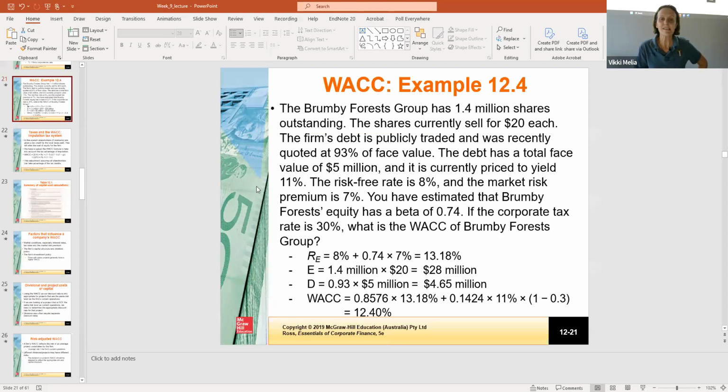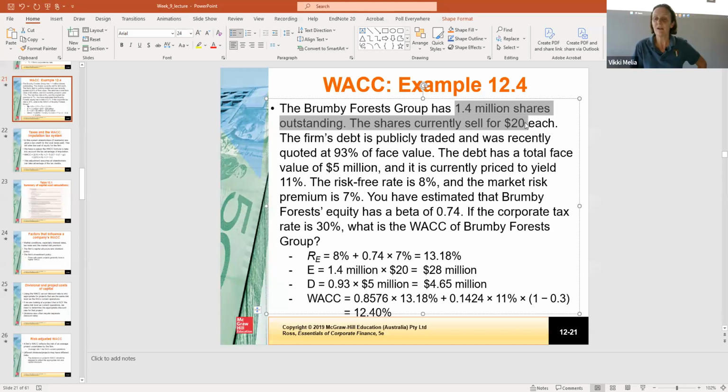So if we have a look at this example, the company is the Brumby Forest Group. They have 1.4 million ordinary shares on issue, and the current share price is $20. I'm looking at that thinking, I can use that to work out the market value of equity. One share has a market value of $20 and they have 1.4 million shares on issue.